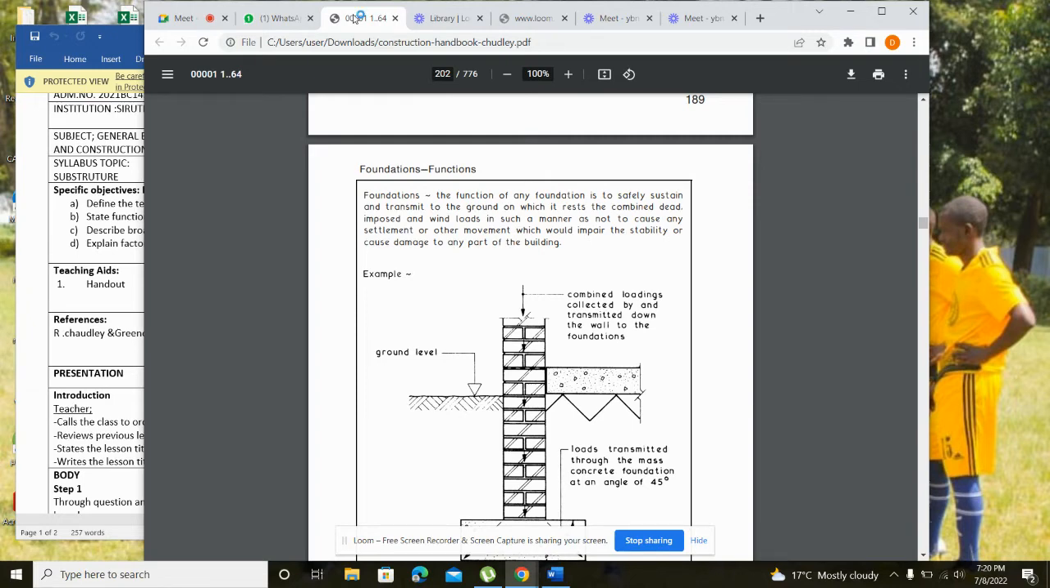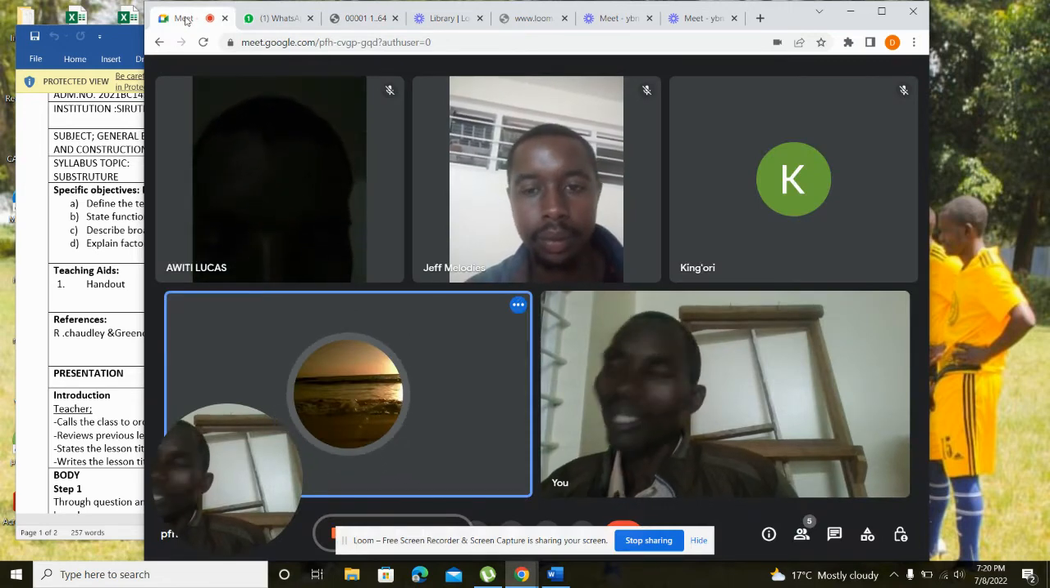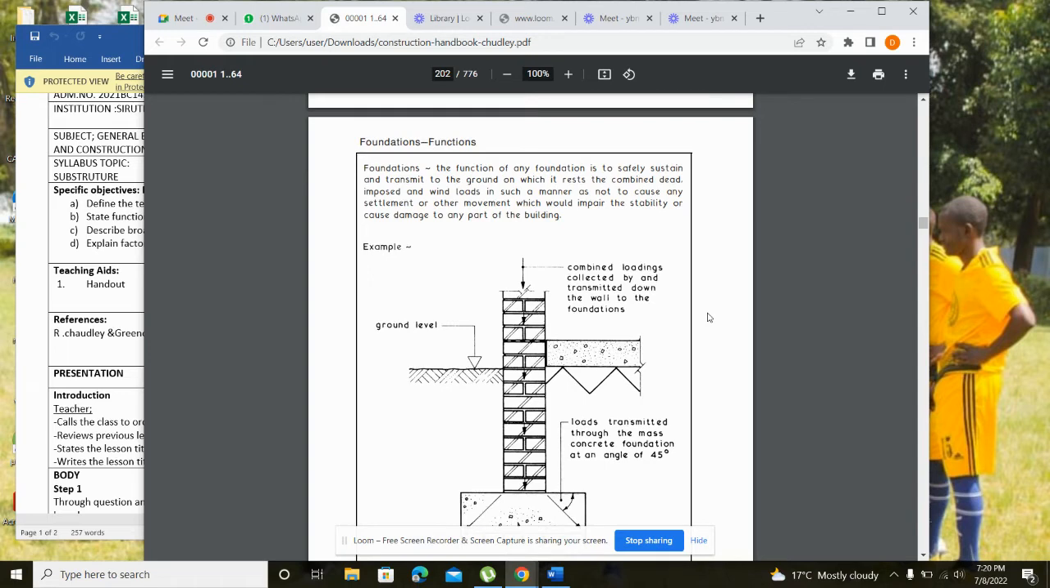Good. Another person. It is the part of the building below the ground level. Yes, correct. All answers are correct. So when I talk about foundation, we simply refer to that part of the building that is in direct contact with the ground.